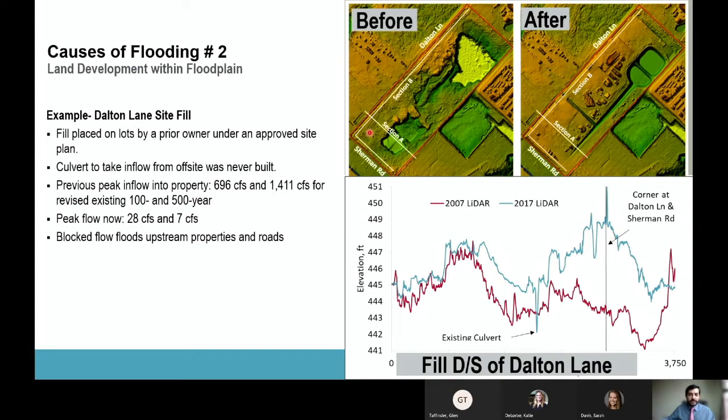The problem with that is water from this northwest side used to come here and get into this area. But now, because this land is all filled, you can see in this right picture that the water cannot come in. So it gets flooded, backwaters into the properties upstream, and floods this Dalton Lane. This is just one example of land development.